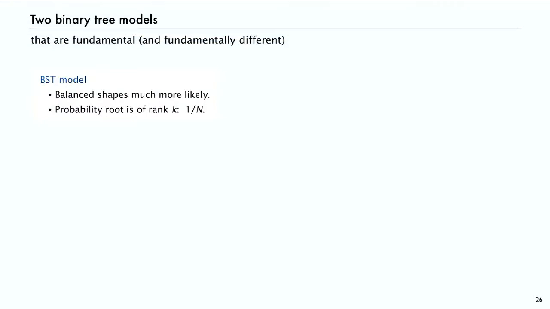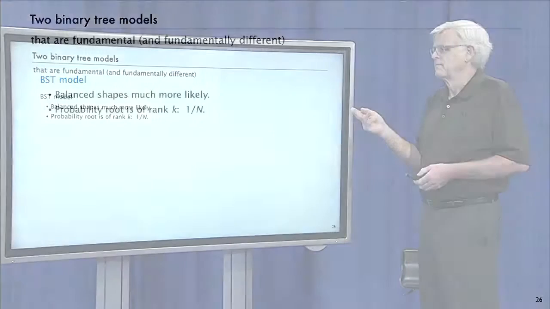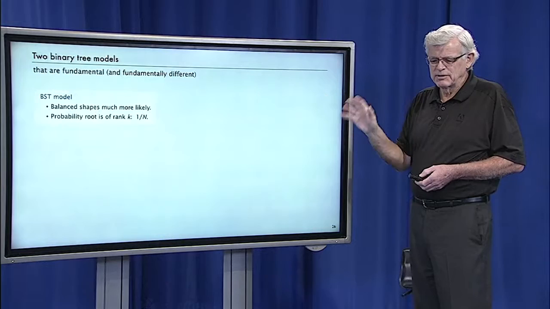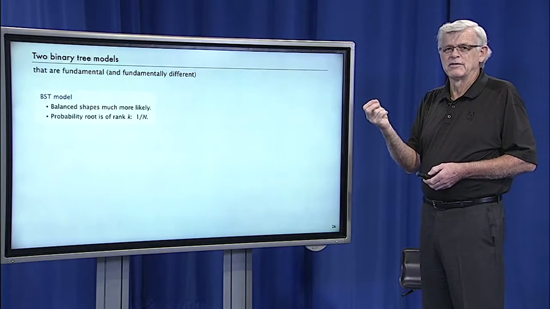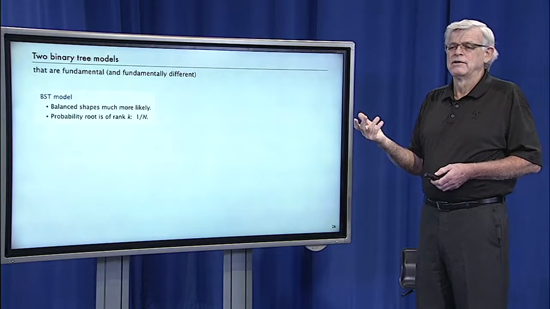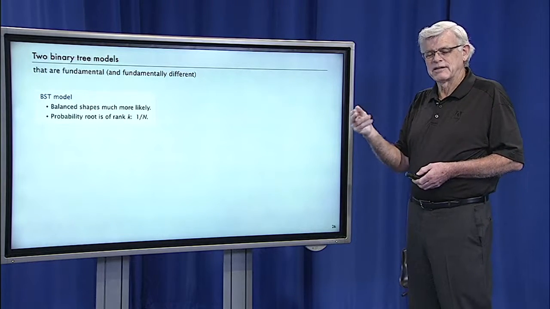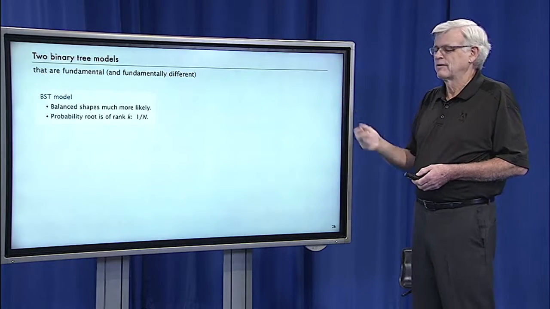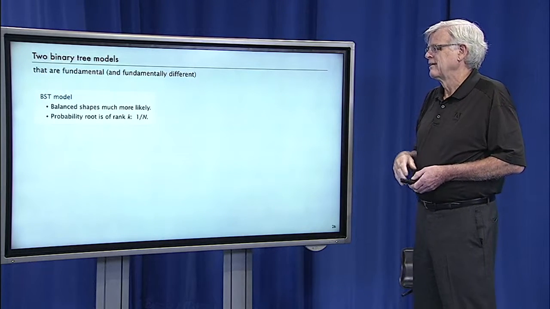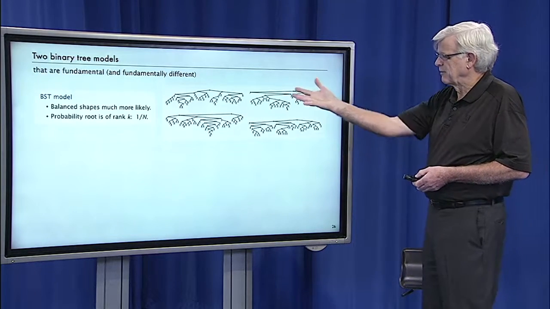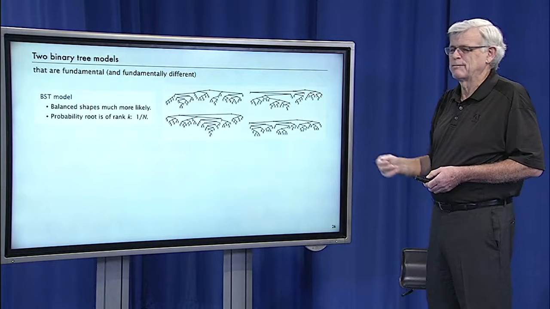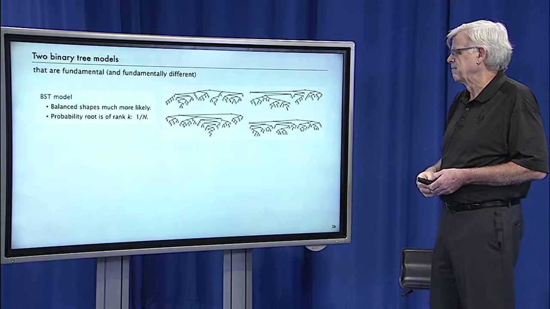Actually, one way to think of it is: what's the probability that the root is of rank k for a given k from 1 to n? Well, in the BST model, it's built from a random permutation. So it's the first element in the permutation that goes at the root. So the probability that any particular value is at the root is just 1 over n. It's the same for all. That doesn't seem like it balances, but in a second, I'll compare that probability with what you get for the other case.